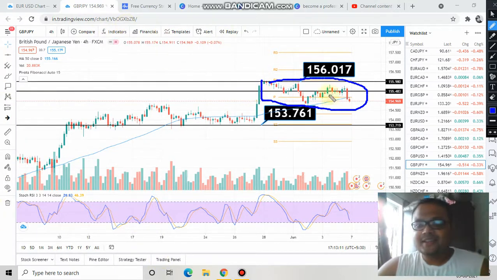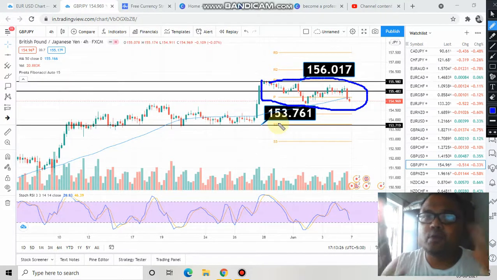So right now we can see that market is trading below the 50 moving average, which was acting as a support to the market kind of. But overall things are not very good. Overall there is not much movement in the market.